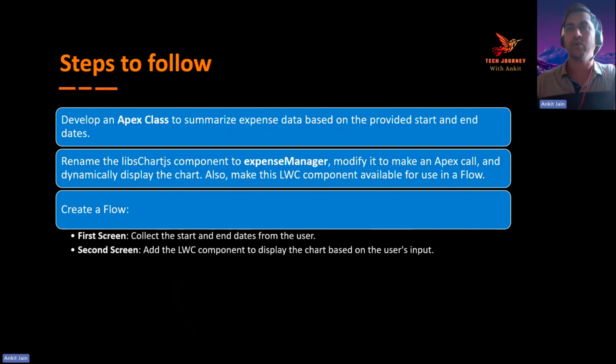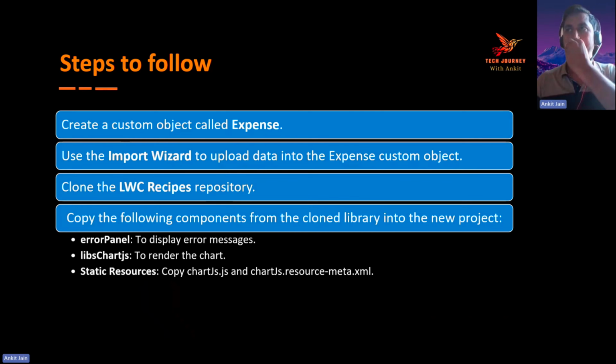So I have already shown you what the final output is that we're going to get from this project. So we can get started with the very first step where we will be creating the custom object with the name of expense.